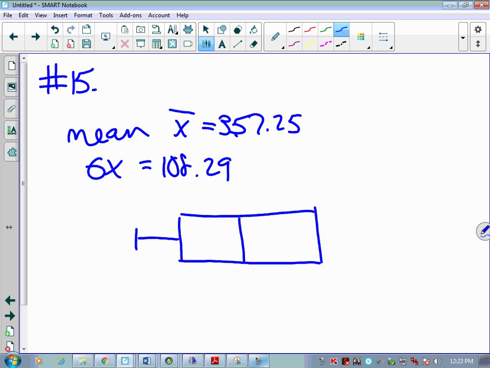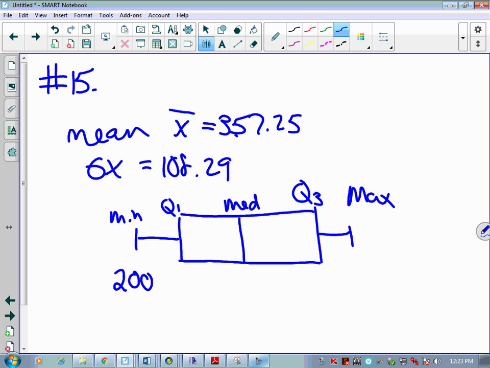Then the rest of this is drawn out like this, where we have our minimum, Q1, median, Q3, and max, and it's going to show that way when you do one variable statistics. So we get 200 for a min, 271.5 here, median 314 there, 449 for Q3. And our max is 538.